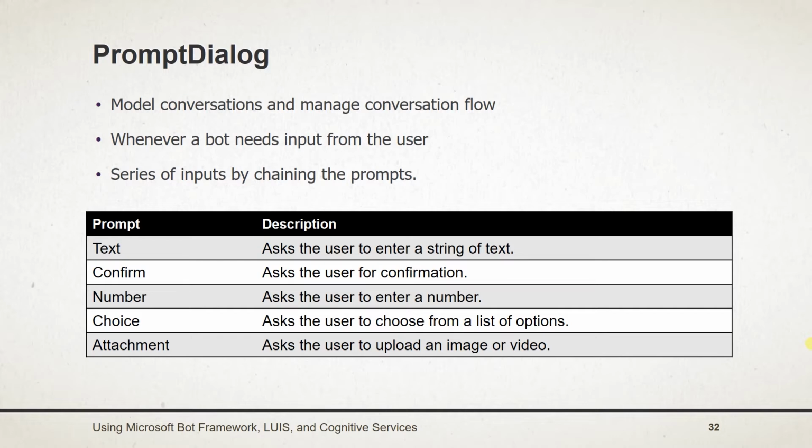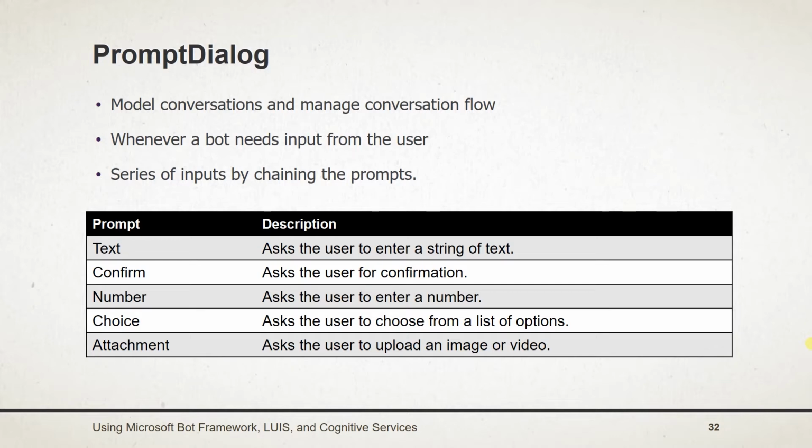Now, Bot Framework supports those prompt dialogues. By using text dialog, we will retrieve text from the user. Using confirm dialog, we ask the user for confirmation. Using number, we can retrieve the numeric value from the user. In choice, we can provide a list of options from which the user can select any option. Using attachment, we can obtain an image or video from a user.